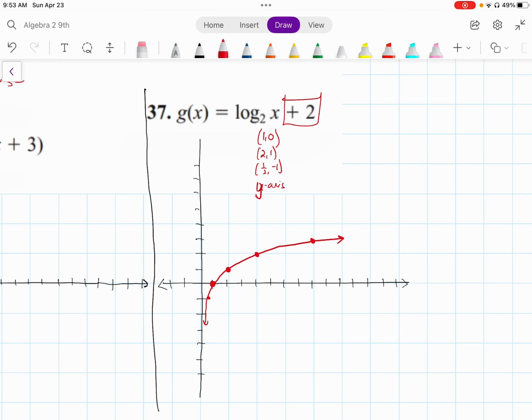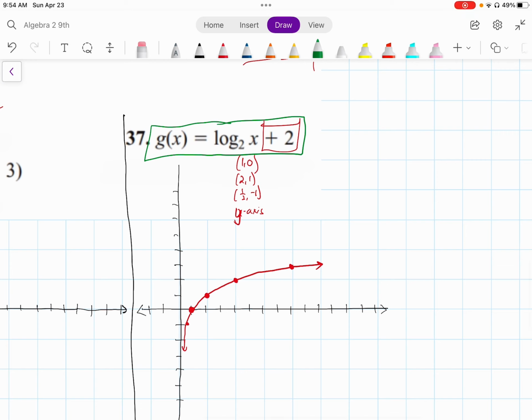We need to add 2 to that. So let's go ahead and do this final answer in green. We did our parent function in red. This plus 2 is going to move everything up 2. So I'm going to take each point and move it up 2. I know these last 2 points weren't actually on our original 3 points. The asymptote doesn't change just because you move a vertical line. If you move a vertical line up 2, it's still just a vertical line. So there is the graph of log base 2 of x plus 2.